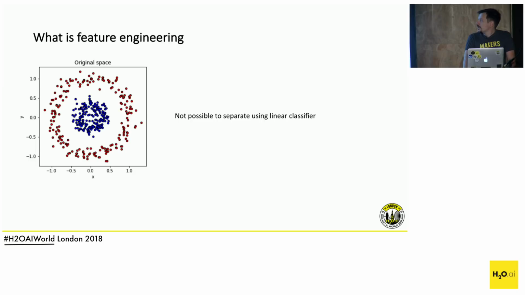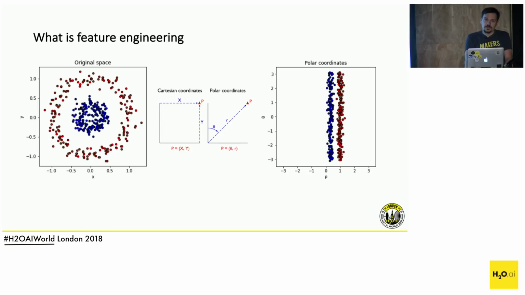So what else can you think of as feature engineering? That's a kind of motivation slide. Imagine you have a simple data problem: a bunch of blue, green and red points in a 2D space, and you would like to use a linear classifier to classify them correctly. It's not possible to draw a single line to distinguish red versus blue. But if you transform the Cartesian coordinates into polar ones, it becomes very simple. You don't even need a linear model here, just a constant line.